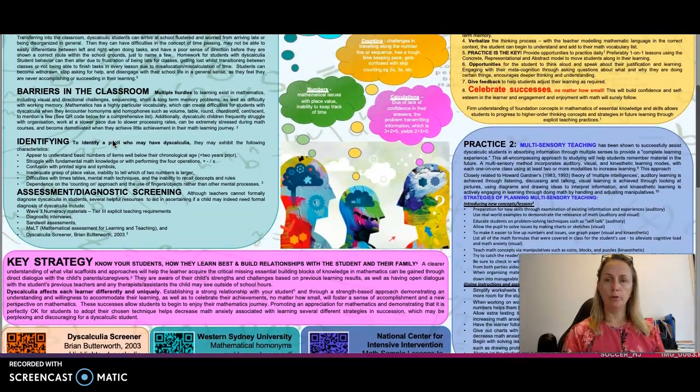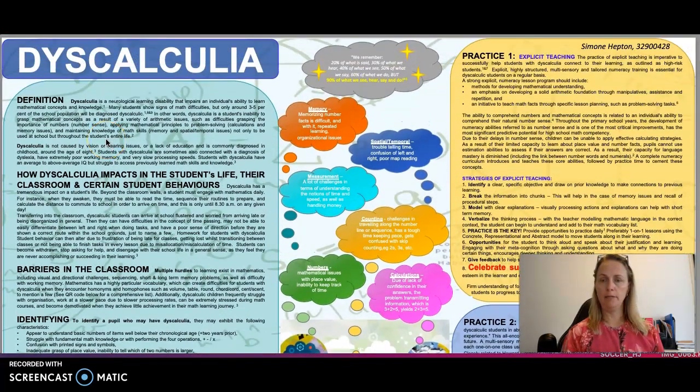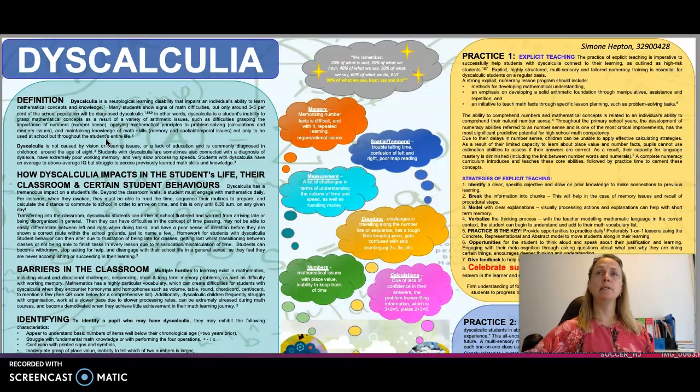So if I just move over here, sorry about my face. So my first practice would be explicit teaching. Explicit teaching will help students with dyscalculia to connect directly to their learning, as long as you can identify a clear, specific objective and draw on their prior knowledge, making connections to their lives, then they can primarily see how maths fits into their life.